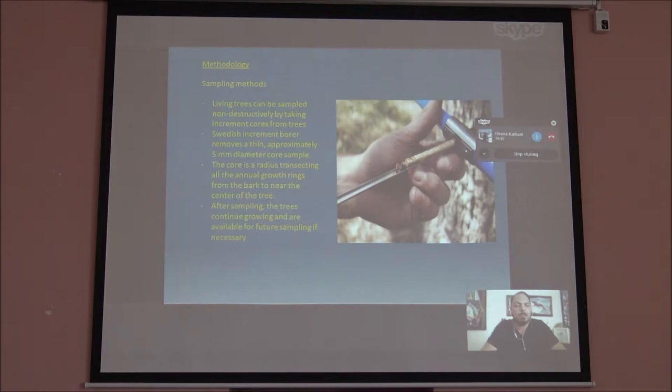Let's see about the sampling methods. Living trees can be sampled non-destructively by taking increment cores from them. The Swedish increment borer removes a thin, approximately 5 millimeter diameter core sample, as you can see in the photo right next to the text. The core transects all the annual rings from the bark to near the center of the tree. After sampling, the trees continue growing and are available for future sampling if necessary. So it is a non-destructive technique.